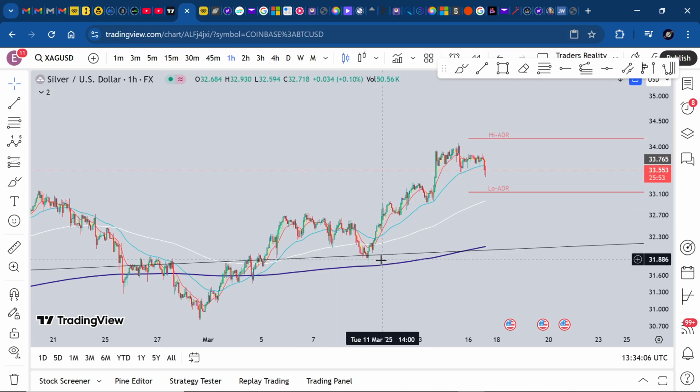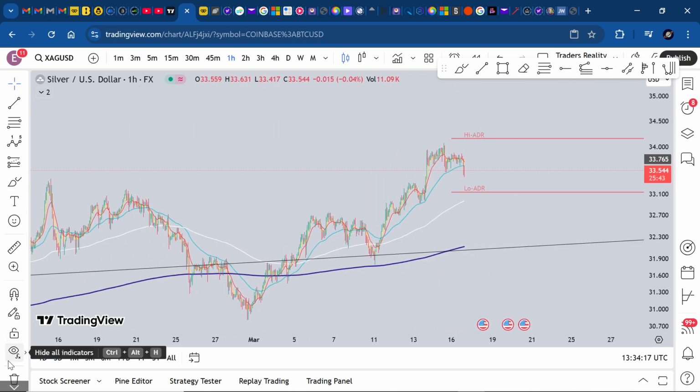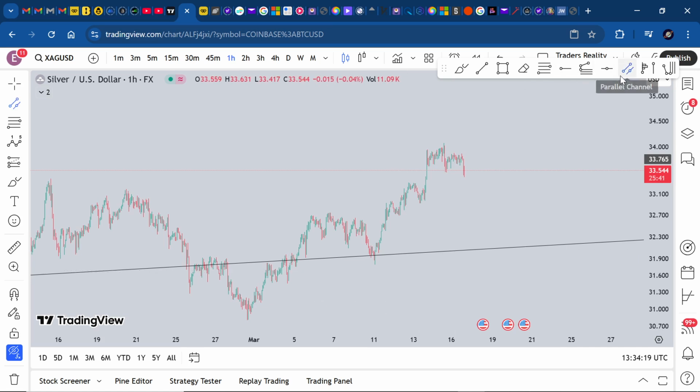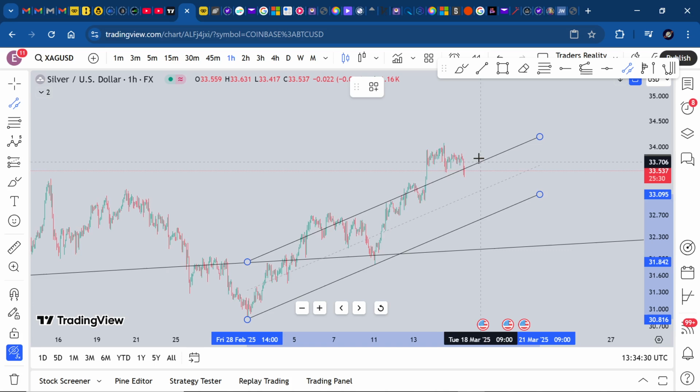I'm seeing a 1, 2, potentially 1, 2, 1, 2, 3, 4, or 1, 2. There's a lot that could be happening here. I want to take these off. I want to draw a channel from the potential beginning of 1 to the end of 2. It helps me to see how price is moving.